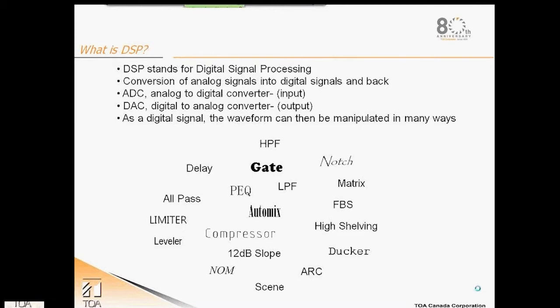This level of control enables many sophisticated processes as well as simple processes similar to what we can do in the analog domain. After processing, the digital representation of this analog signal is then converted back to the analog world by using a digital to analog converter called a DAC.